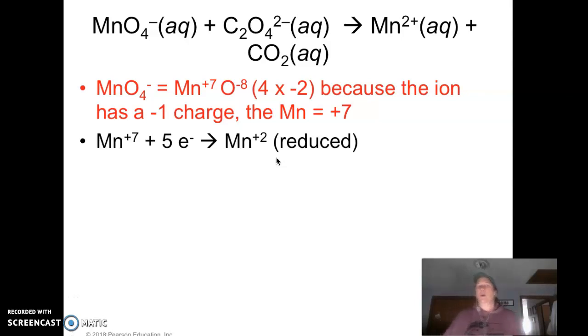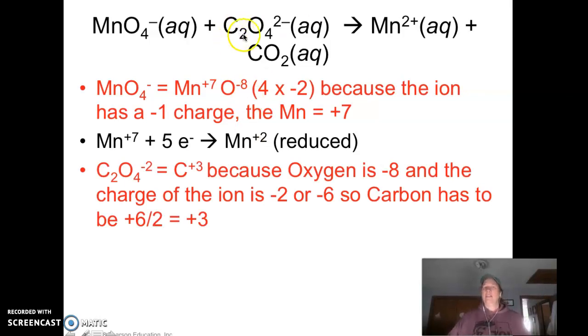Okay, so over here, it's +2. That I didn't even have to figure out, it just told me. So if I go from +7 to +2, in order to do that, I have to get rid of, or whatever, 5 electrons to get here.